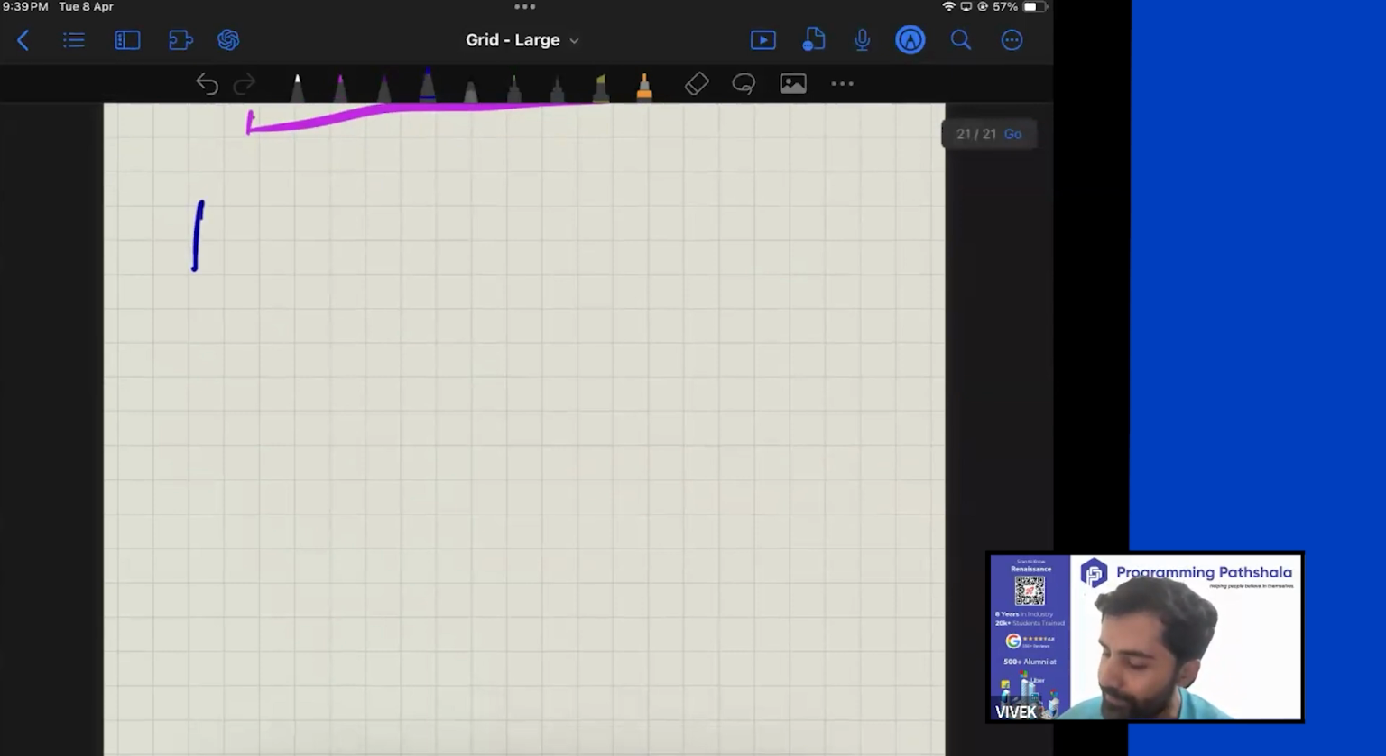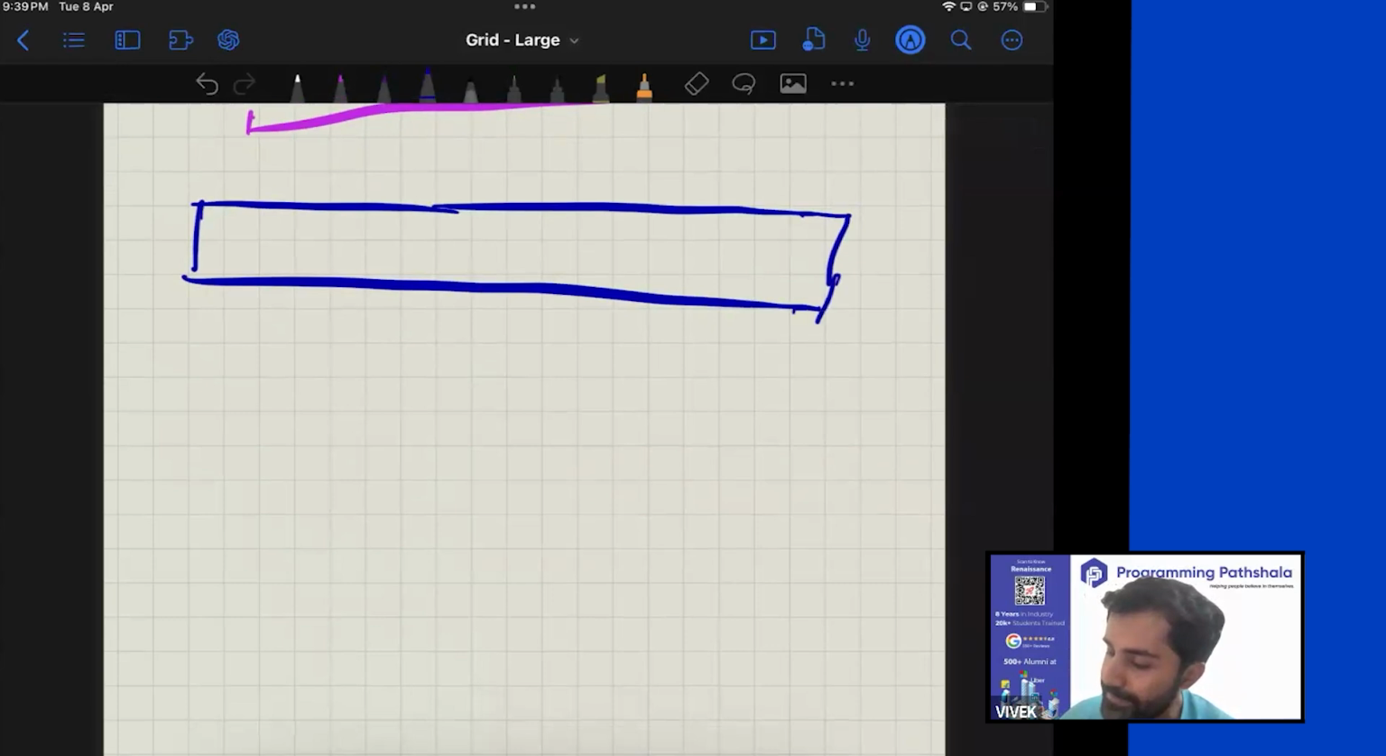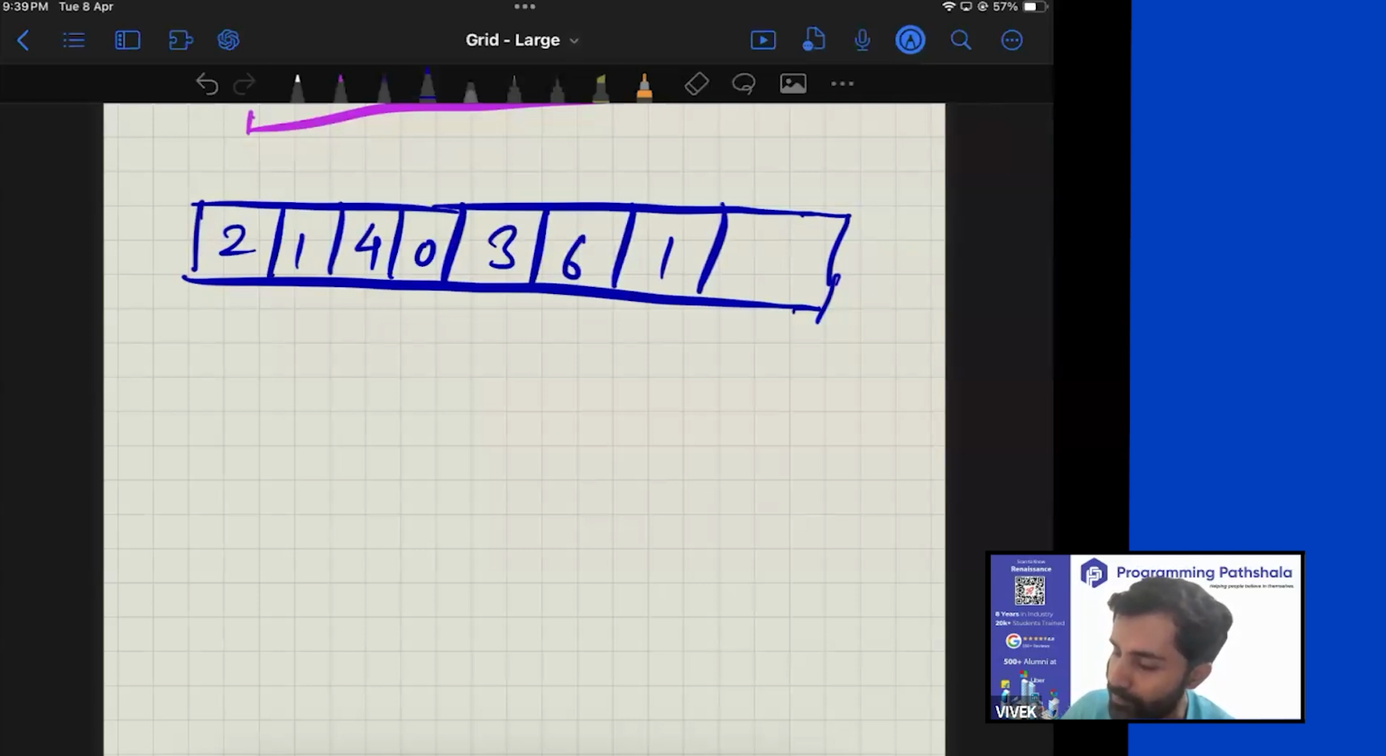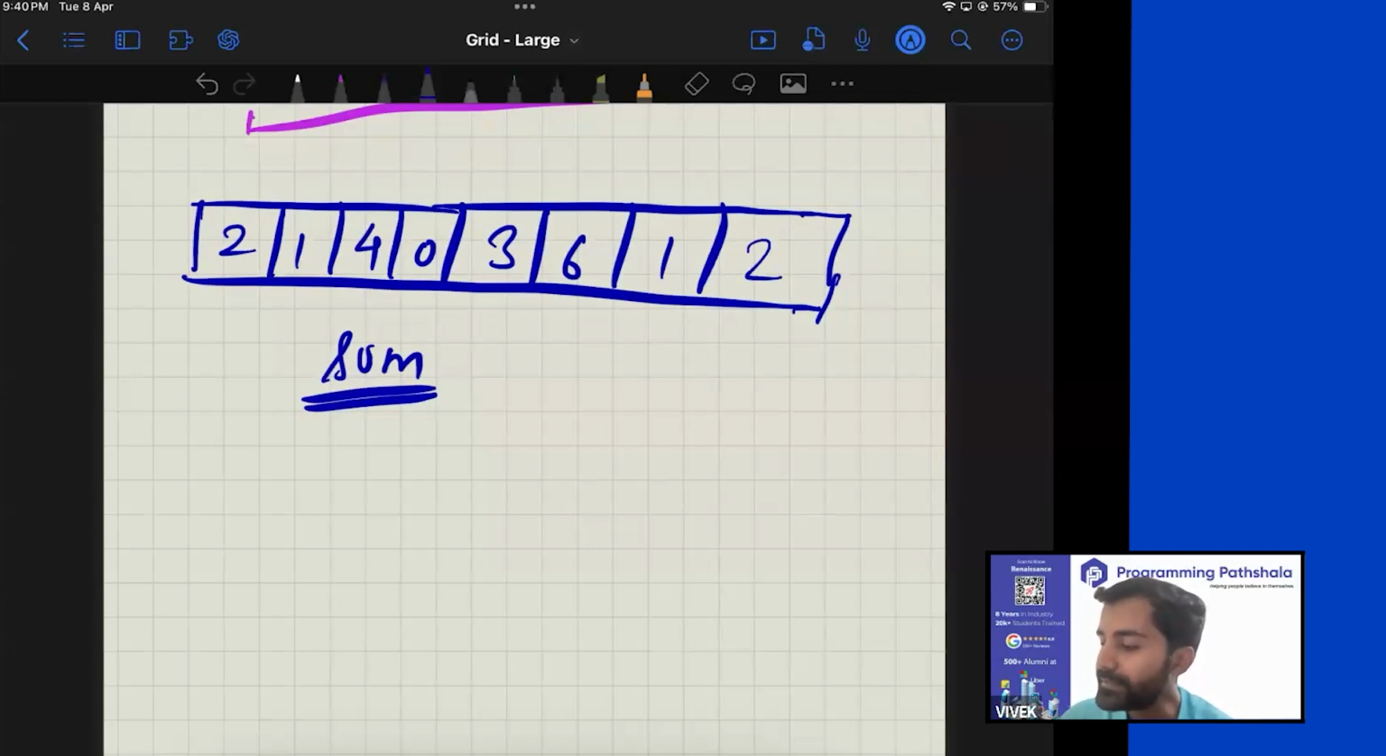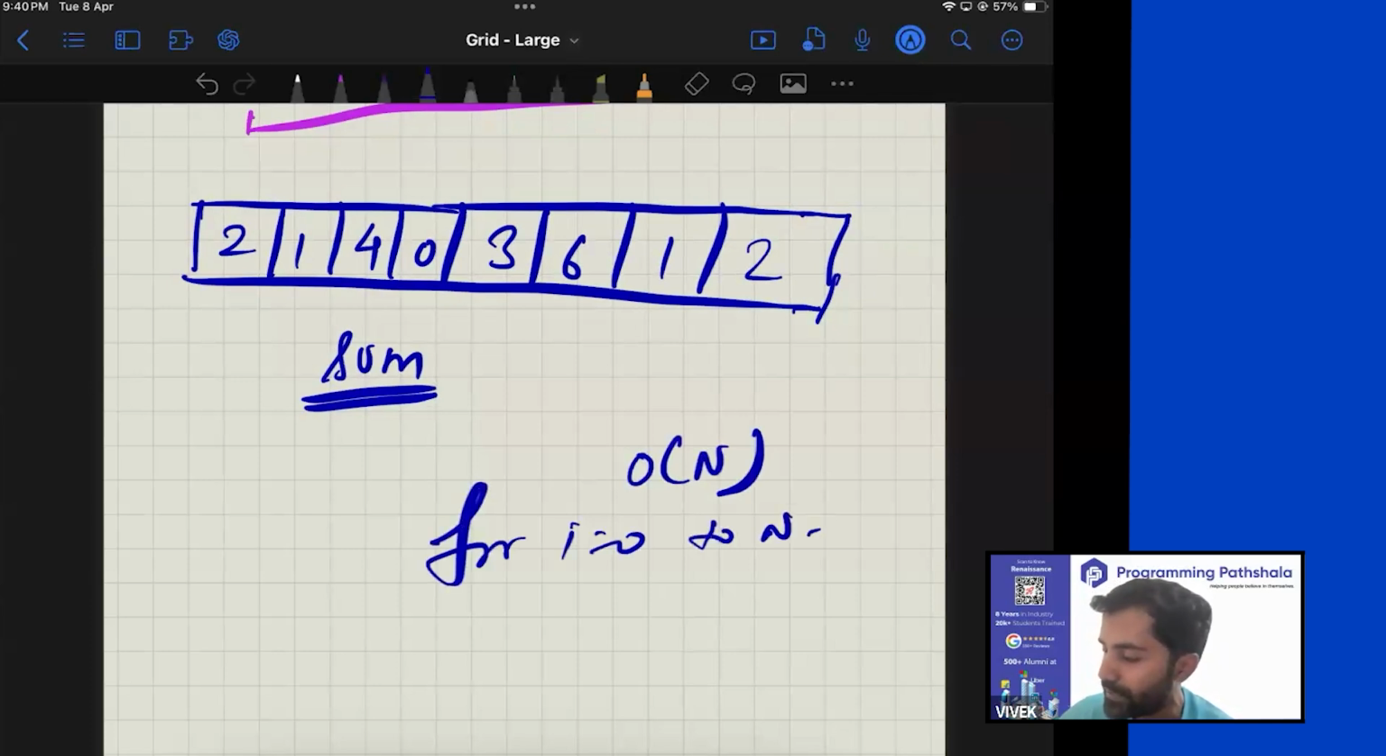Let us say you have an array, a simple array, and it contains some elements like 2, 1, 4, 0, 3, 6, 1, 2, something like this. And you have to find the sum of the array. One way to find the sum of the array is that you just write a for loop, and in order n time you can find it. You can just write a for loop i equals 0 to n minus 1, sum plus equals a of i, and return sum.